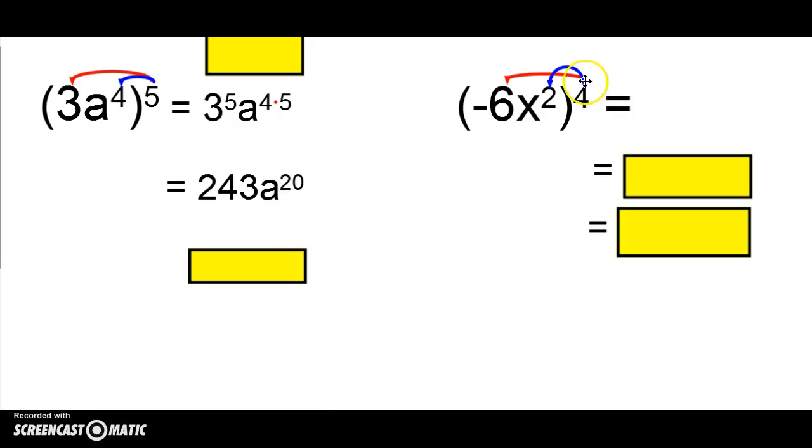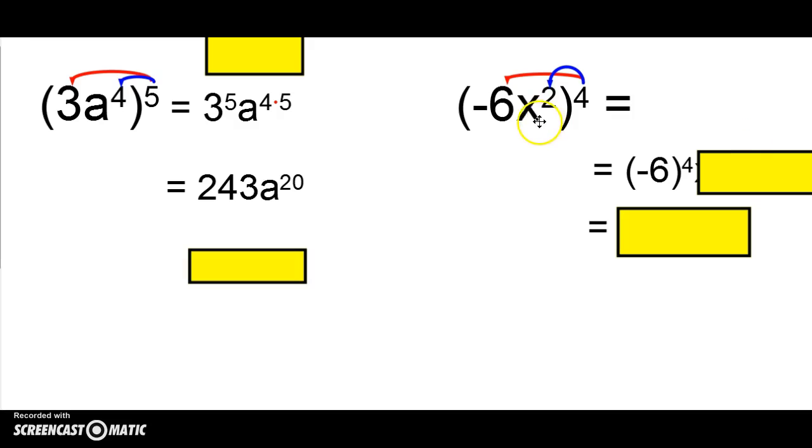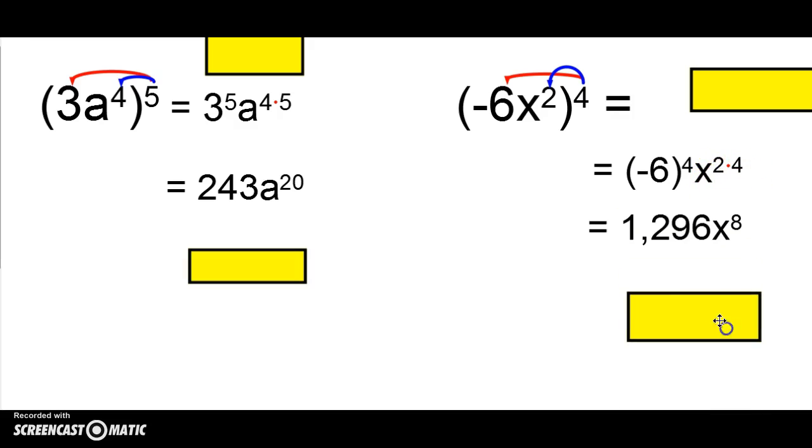All right, next one. Just the same practice, nothing different. Because the 4 is even, we know already that this will be positive. Because remember, an even exponent causes a negative number to be positive. So we would say negative 6 to the 4th power, x to the 2 times 4 for the exponent. So x to the 2 times 4 would be, I multiplied that out, 1,296, x to the 8th.